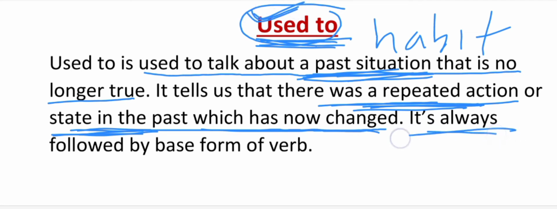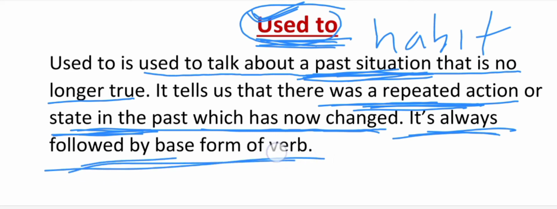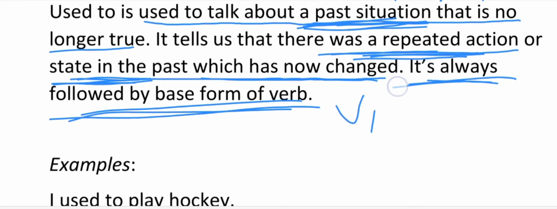It's always followed by the base form of the verb. Used to is always followed by verb 1, the root form of the verb, or infinitive. So used to is used to talk about past habit, past situation, state, or repeated action which is now changed and which is no longer present in present time, and it is always followed by the base form of the verb.